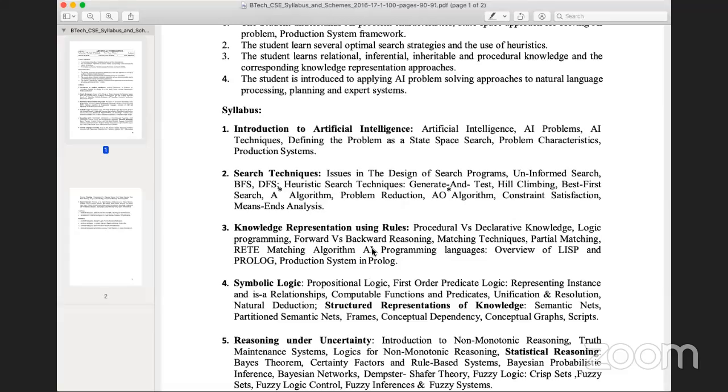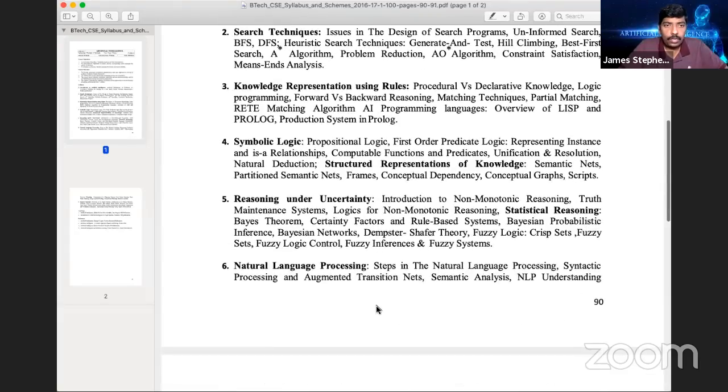Excuse me, sir. Yes. Sir, can you share the syllabus sheet once? You don't have those syllabus sheets with you. I'm surprised. You don't have syllabus sheets with you.